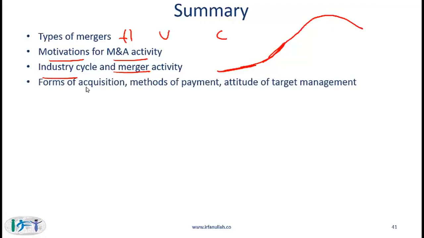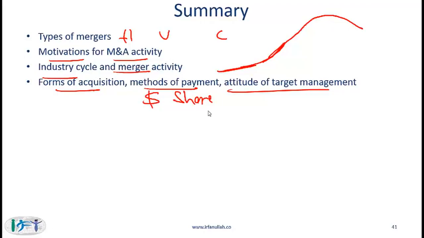Then we talked about forms of acquisitions, the two major forms. One was where you buy the shares or the stock of the target company. The other is where you buy the assets. And then I shared a table from the curriculum that talks about characteristics of both those forms of acquisition. Methods of payment: you could either pay in cash, or you can pay in shares, or you could have a mixed offering, which is a combination of the two.